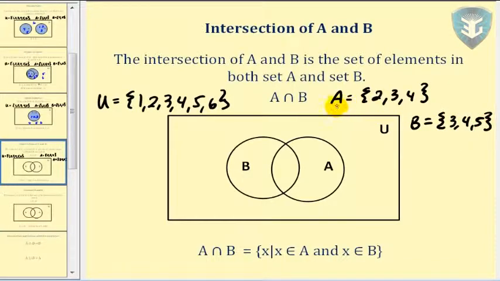We can see that sets A and B share the elements 3 and 4, so 3 and 4 would be in this region here. And set A also contains the element 2, so there would be a 2 here. And then set B also contains the element 5, so we'd have a 5 out here. And that leaves the elements 1 and 6 in the universal set. So the intersection of A and B contains the elements 3 and 4.